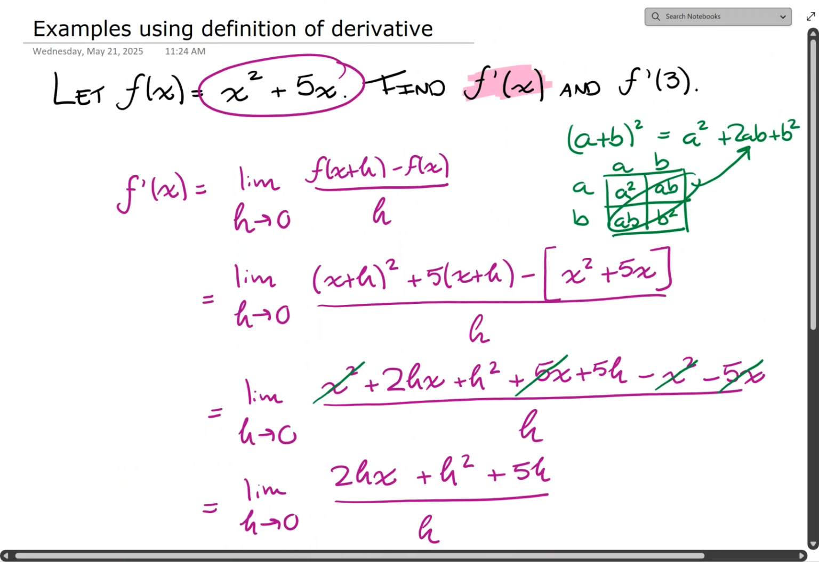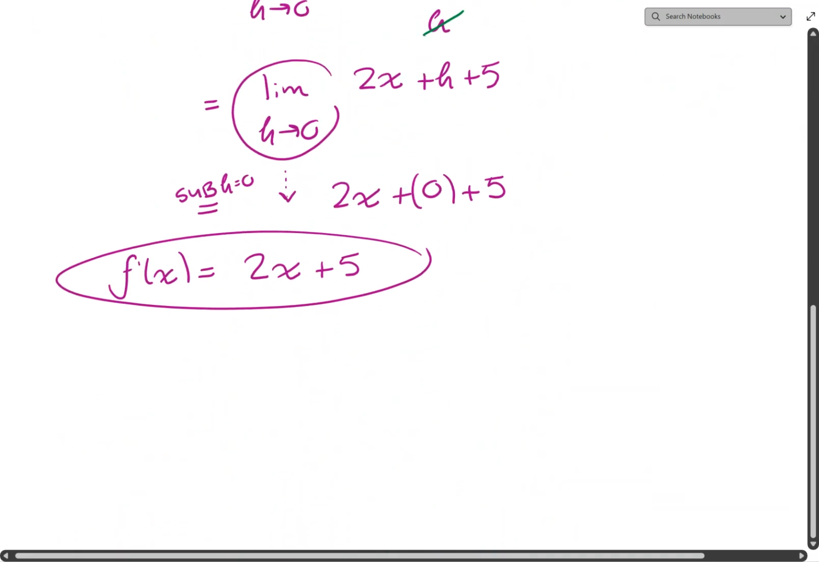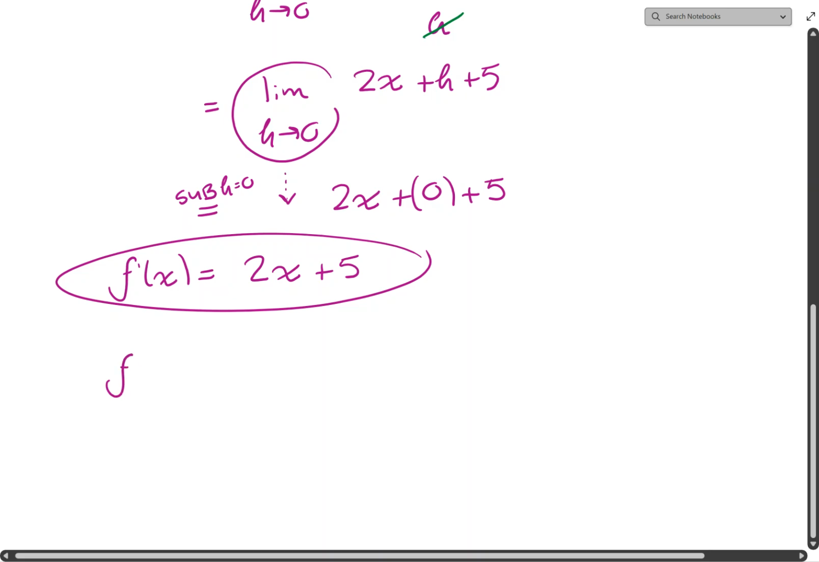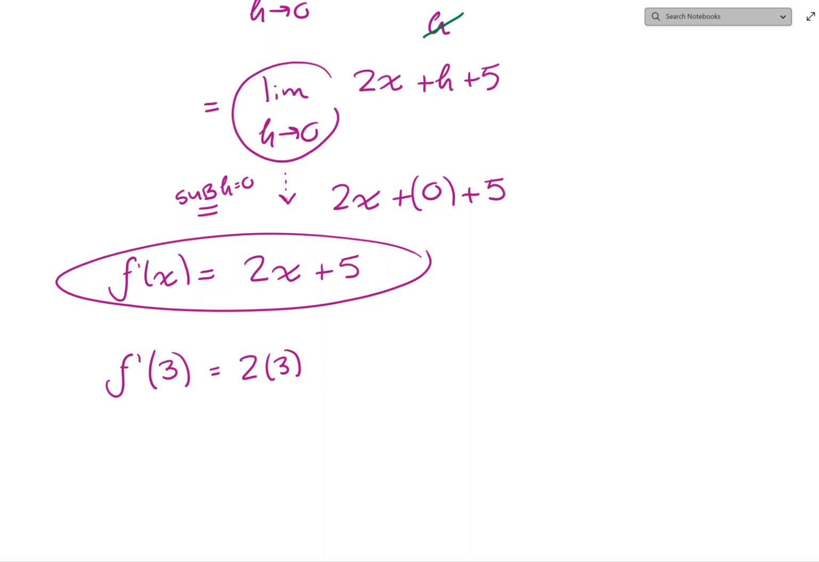We were asked to find f prime, and now f prime of 3. The derivative is a function, so we are able to plug in different x values and get the derivative at a specific point, right? Because the tangent line is going to be different based off where in the graph you are.